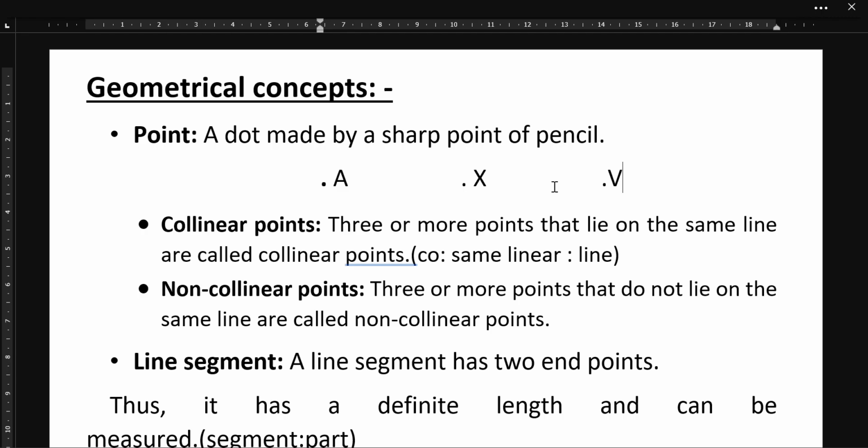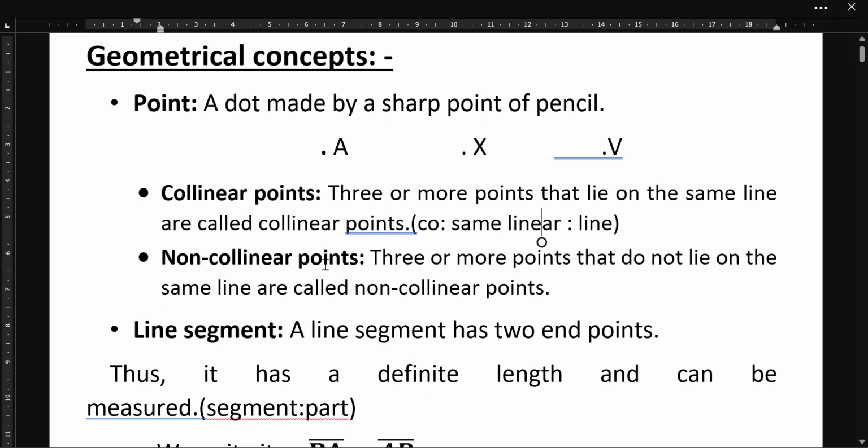Okay, so if all these dots lie on the same line, then we will call them collinear points. You can see all these three dots are on one single line. We will call them collinear points. Here in the word collinear, co means same and linear means aligned, which means three or more points that lie on the same line are known as collinear points.